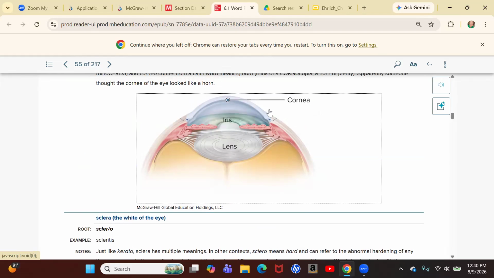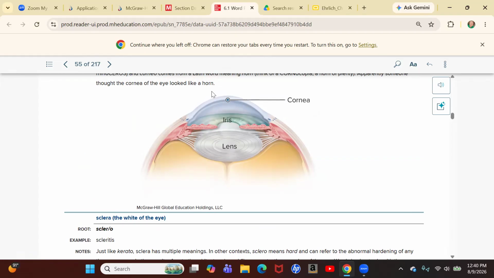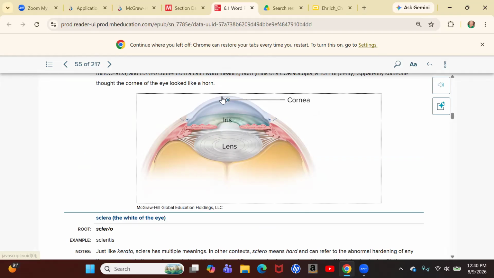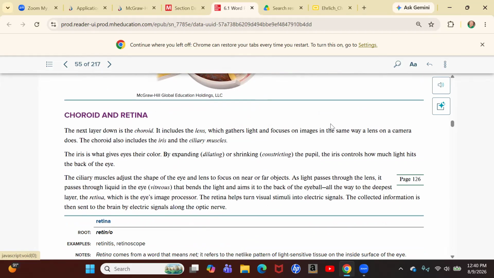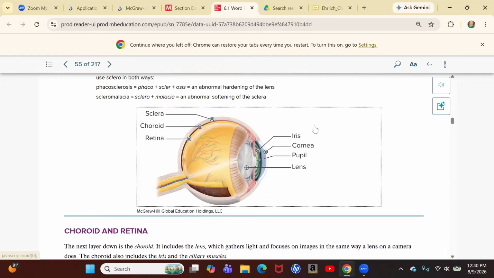When you put your contact on your eye, you're actually putting it only over the cornea here. So you notice how this is similarly shaped to your contact lens, so it fits right there over that window. And it is an additional refractor or bending of the light before it gets into your lens, whatever corrective measures you need.